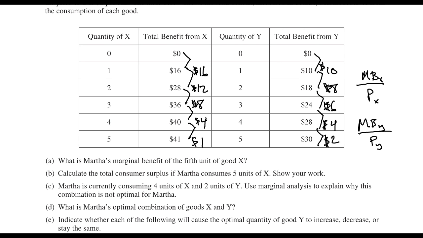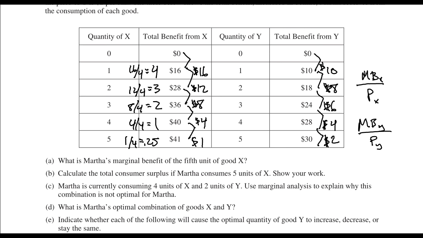And we could then compare the marginal benefit divided by price. So I'm just going to jot these things in here. 16 divided by 4 equals 4. 12 divided by 4 equals 3. 8 over 4 is 2. 4 over 4 is 1. And then 1 over 4 is 0.25. Probably shouldn't buy that fifth one because the marginal benefit is less than what you're paying for it.